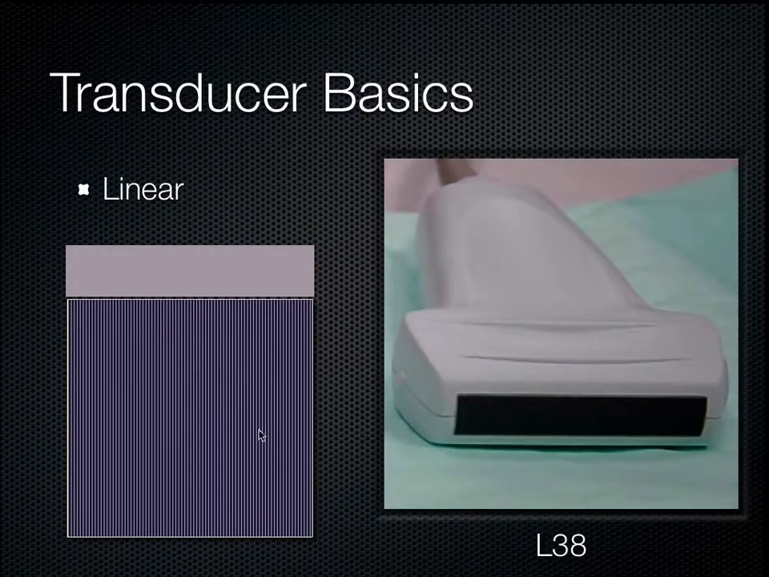The linear probe is what we sometimes refer to as an end-fire transducer. The sound beams are directed straight off the end of the probe. There's no array. In other words, it's not splaying out, so you get the same lateral resolution moving across the field with this linear transducer. This happens to be the L38, a relatively long footprint, linear, 38 millimeters across its surface. They make all different types of linear transducers.